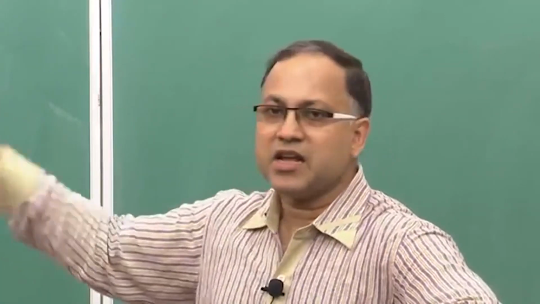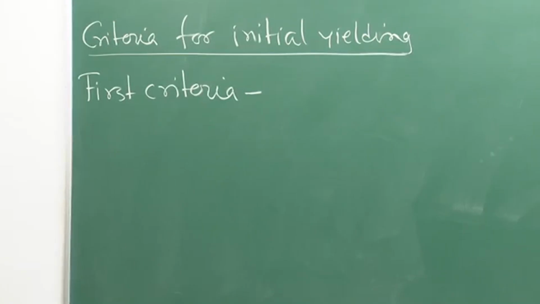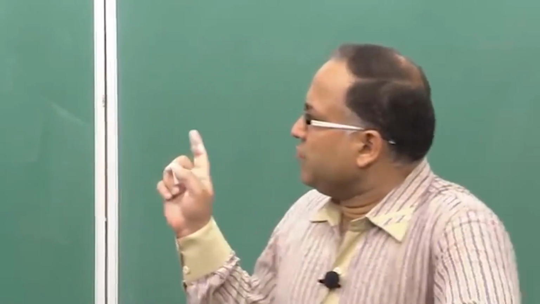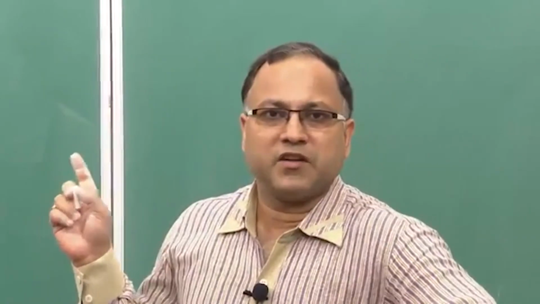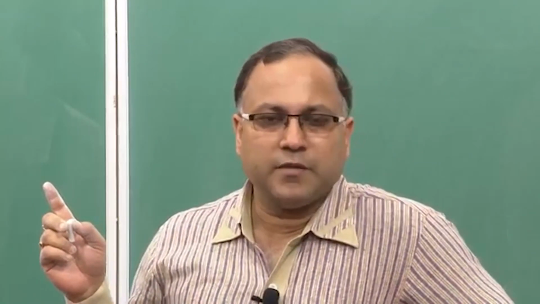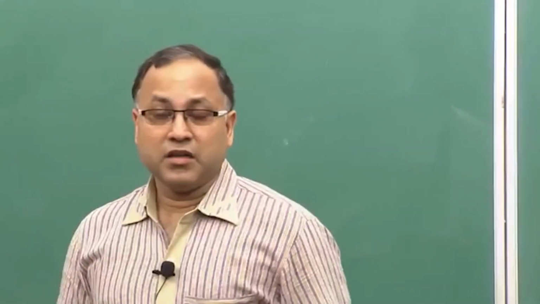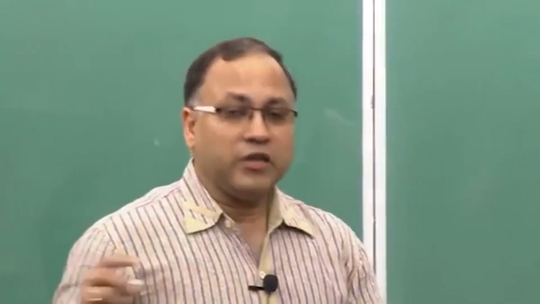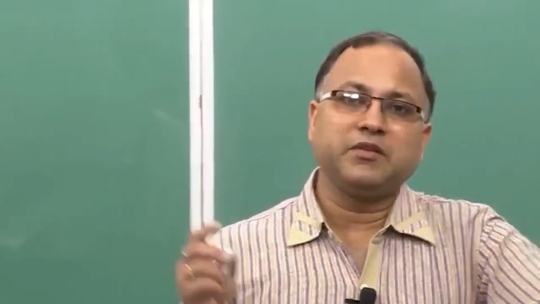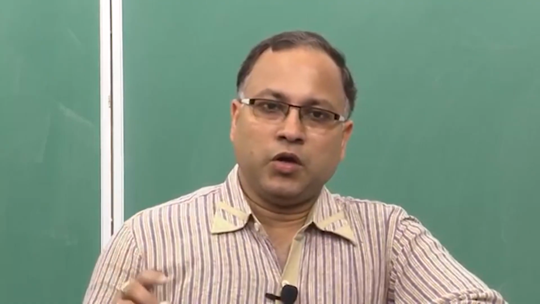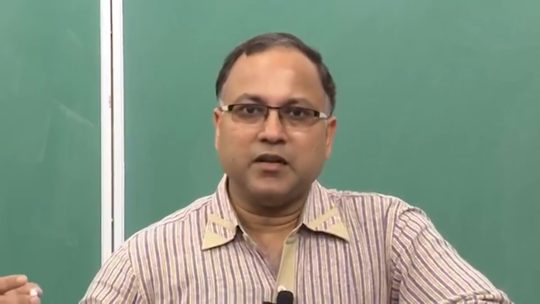This is the first criteria and we will be defining the second criteria. Now, it is not necessary that all the materials you are seeing in the universe will follow this first criteria. Some materials will follow the first criteria, some will follow the second criteria, and depending on that, failure theories have been developed in plasticity. Okay. So, now we are defining the rules or the criteria.